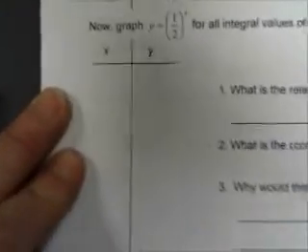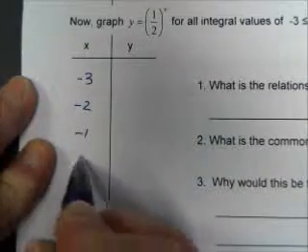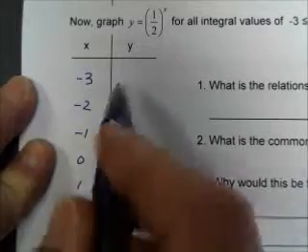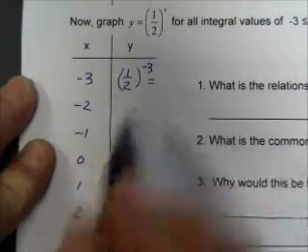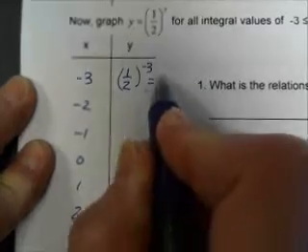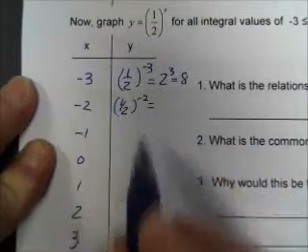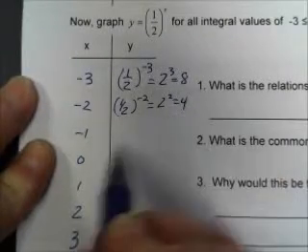Still the same integers. So -3, -2, -1, 0, 1, 2, and 3. And plugging in our values for x, we have 1/2 to the -3. To take care of the negative, this is a fraction, you're going to invert that fraction. That'd be 2 to the +3, which is 8. 1/2 to the -2, that's going to be 2 to the +2, which is going to be 4.